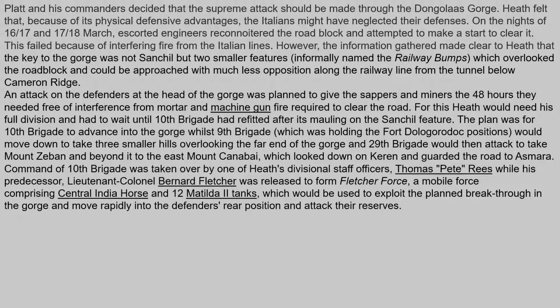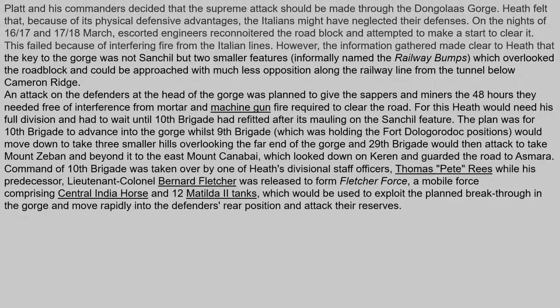Command of the 10th Brigade was taken over by one of Heath's divisional staff officers, Thomas Pete Rees, while his predecessor, Lieutenant Colonel Bernard Fletcher, was released to form Fletcher Force, or F Force, a mobile force comprising Central India Horse and 12 Matilda II tanks, which would be used to exploit the planned breakthrough in the gorge and move rapidly into the defenders' rear position and attack their reserves.